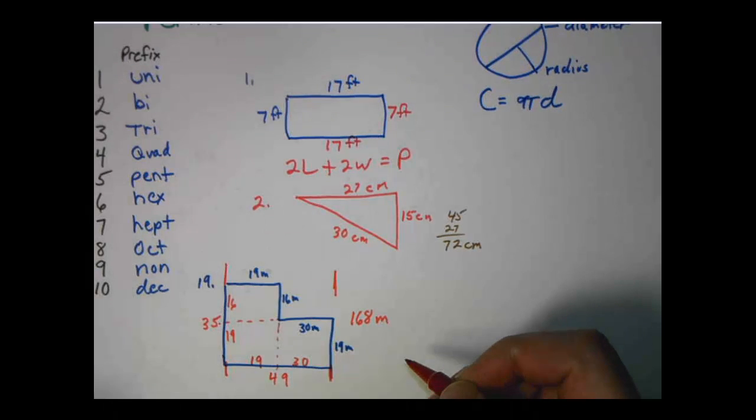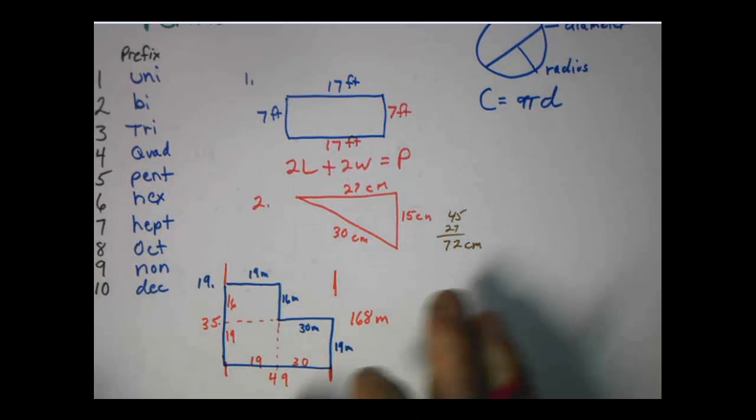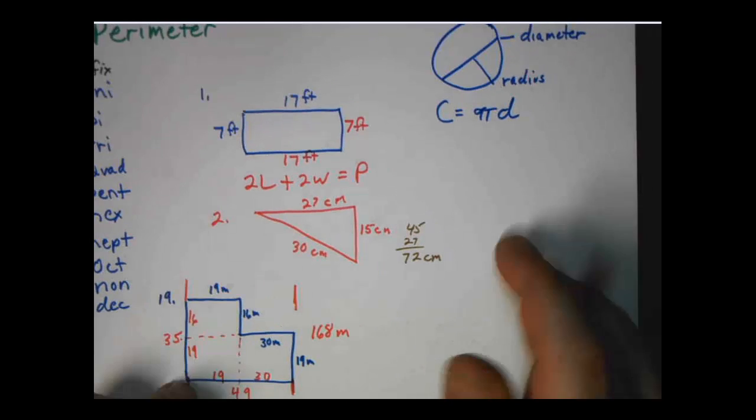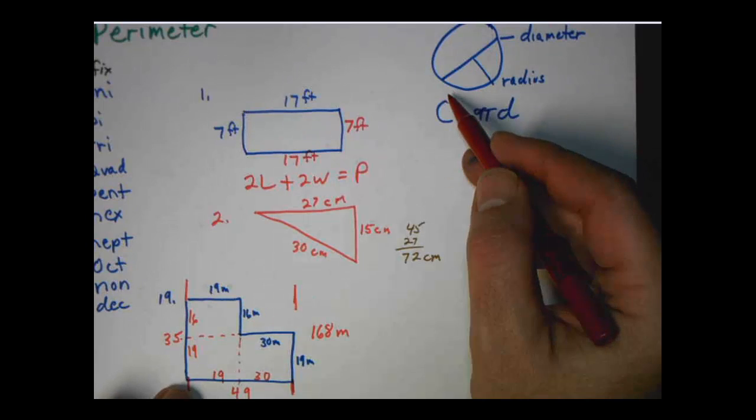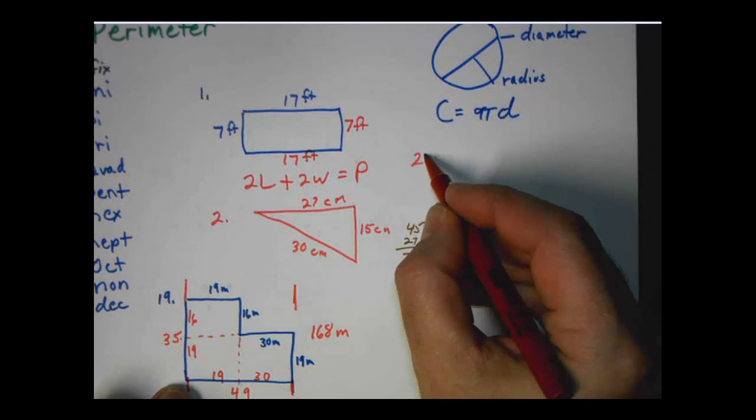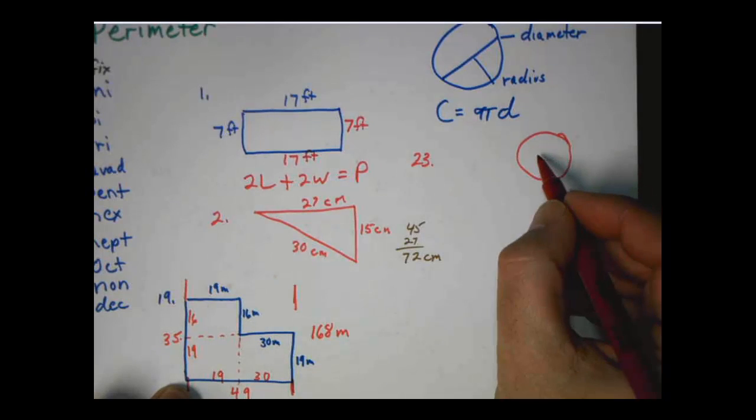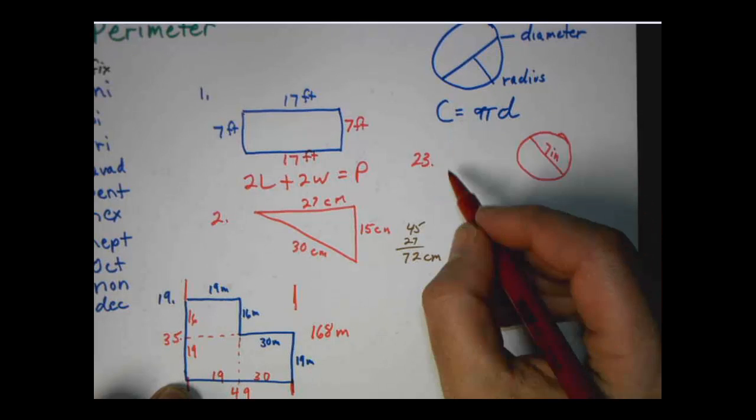All right. The next skill they're going to throw at you is how to find the circumference of a circle. The circumference of a circle is pi times diameter. Diameter is the distance clear across the circle. In problem 23, they have a circle, and it says the diameter is 7 inches. So we just plug it into our formula.